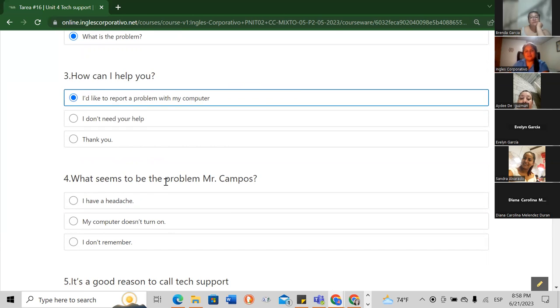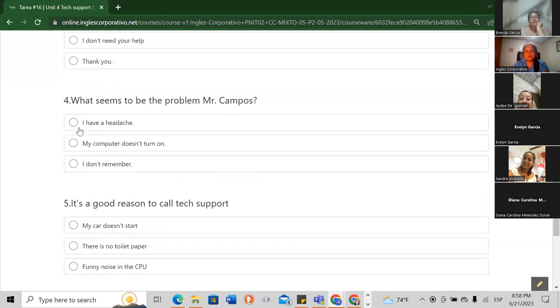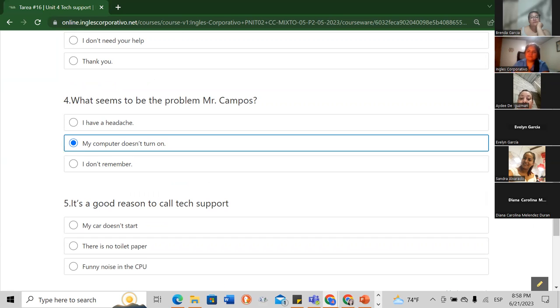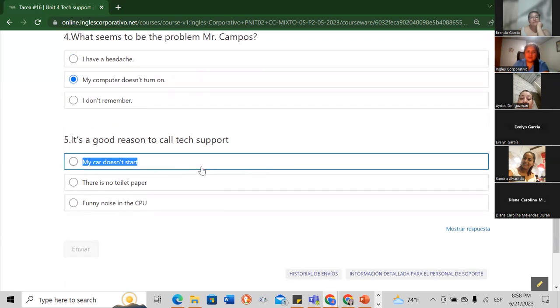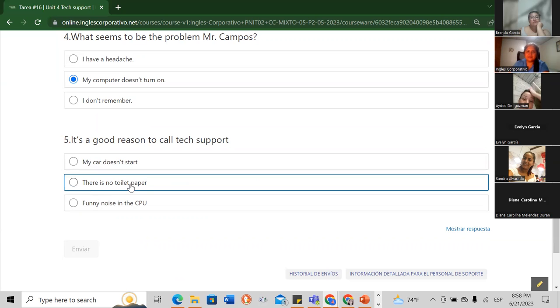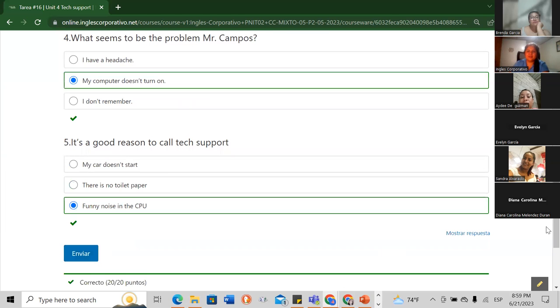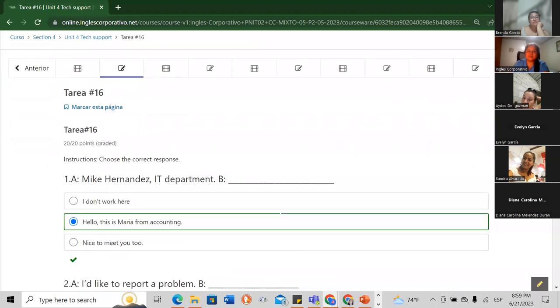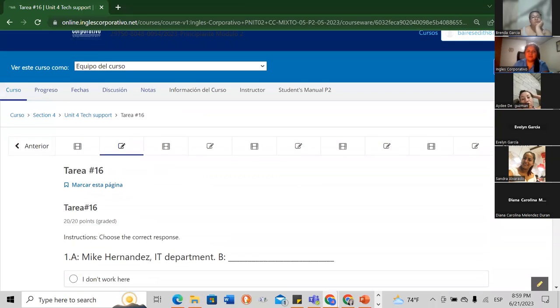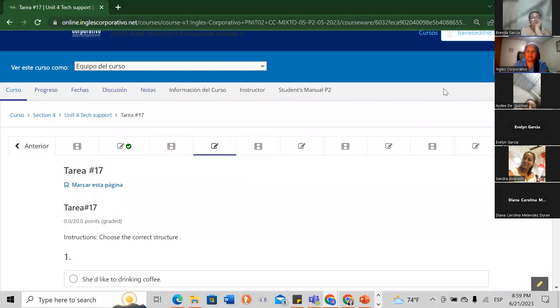Okay. What seems to be the problem, Mr. Campos? My computer doesn't turn on. Okay. It is a good reason to call tech support. Funny noise in the CPU. CPU, okay. Good job. Okay, this is the homework number 16. Now we're going to move to the 17. Vamos a hacer la 17.